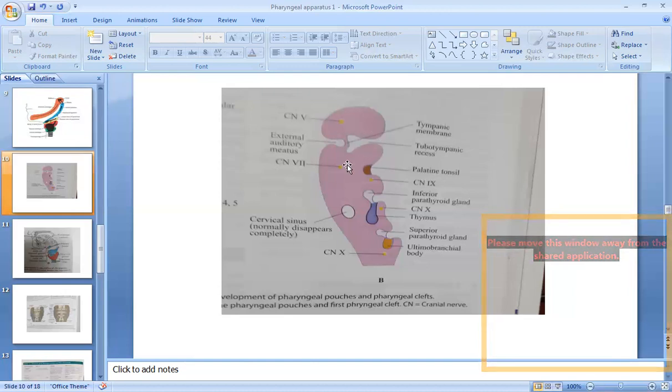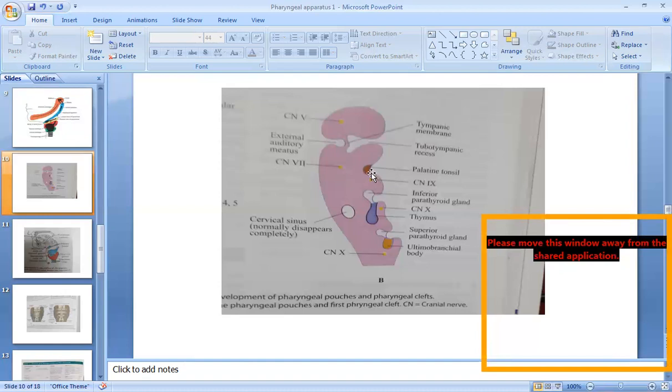This is the second pharyngeal arch. I told you that it is also called the hyoid arch, and from it the upper part of the body and the lesser cornu of the hyoid bone are formed. The specific nerve for this is the facial nerve, or the 7th cranial nerve.